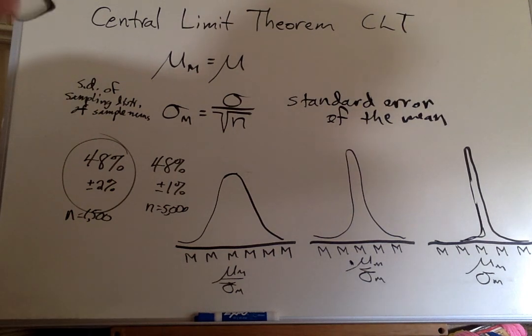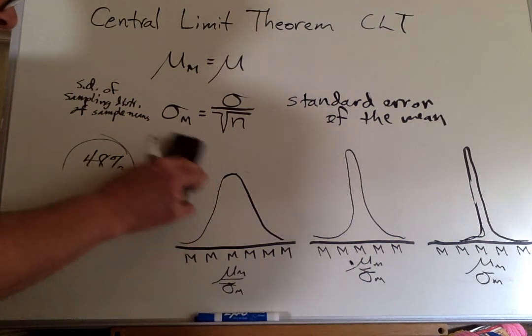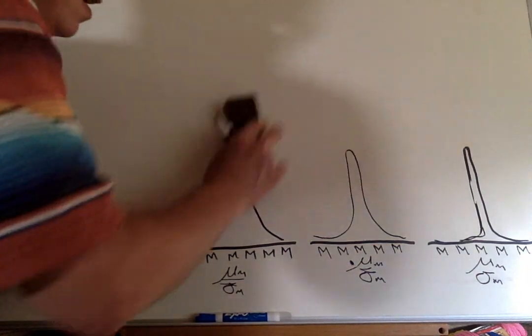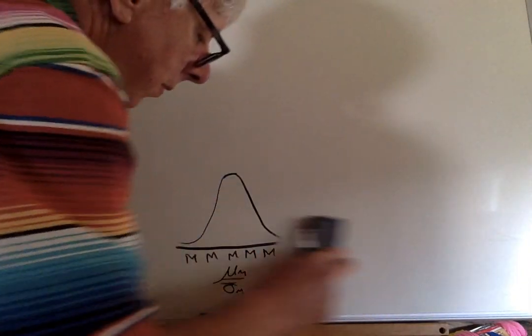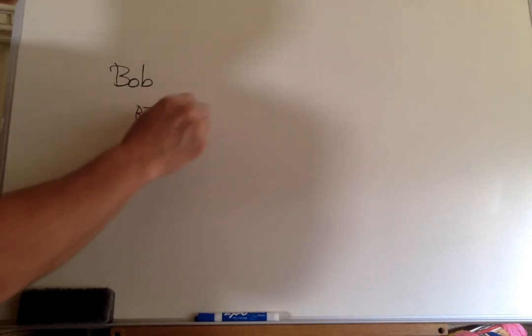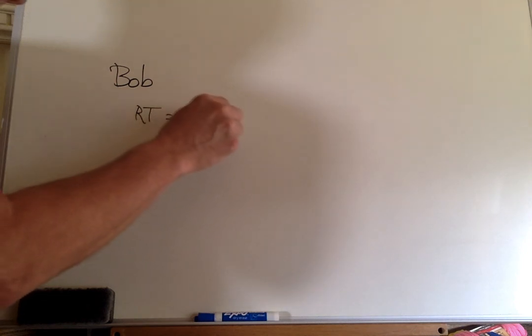By the way, can we go back and think about Bob? Remember Bob in the reaction time test? And I ask you, do you think Bob is intoxicated or not? And Bob had a reaction time, if I recall correctly, a reaction time of 337 milliseconds.